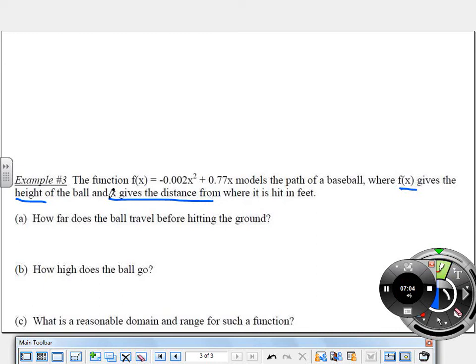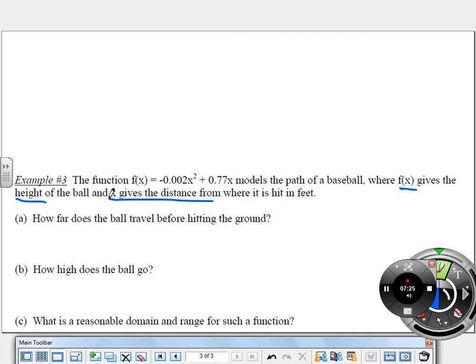Before we get into how we're going to do this problem, what are you trying to find, and what information is it giving you by asking the question, how far does the ball travel before it hits the ground? Okay, we're looking for the x-intercept? Is that what you said? So the 0 or the x-intercept, right.